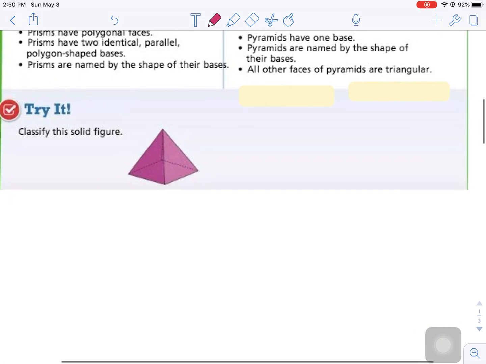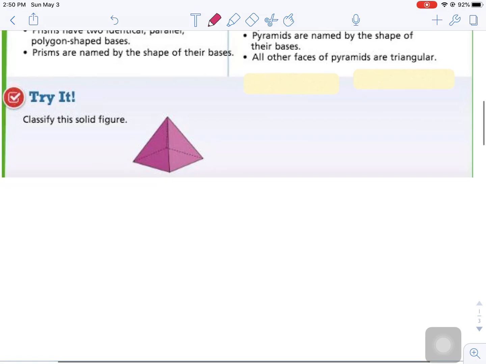All right, so let's try one on our own. What do you guys think, knowing about what we just talked about? I want you to name this solid figure. What would the name of this be?